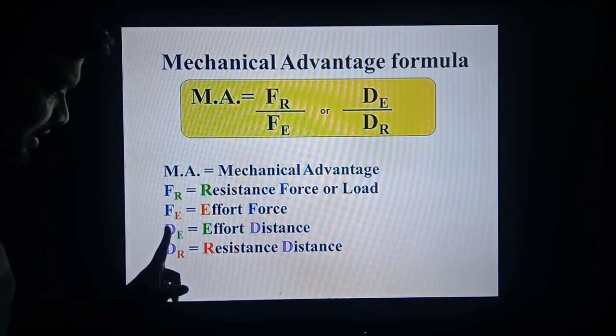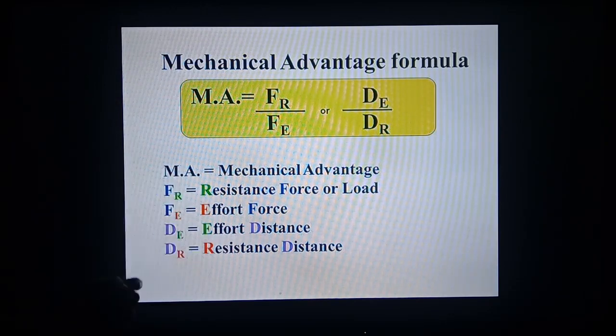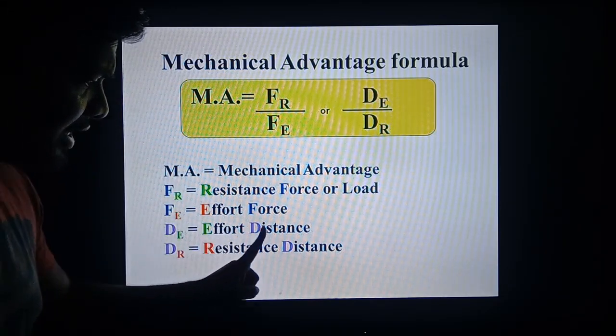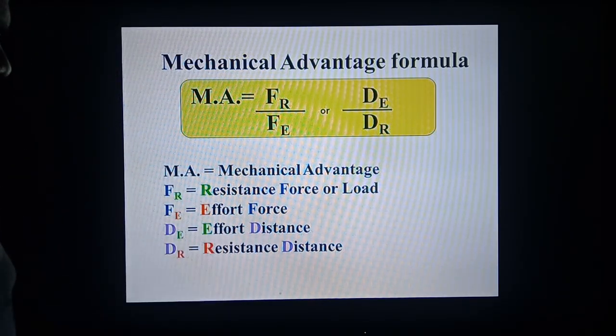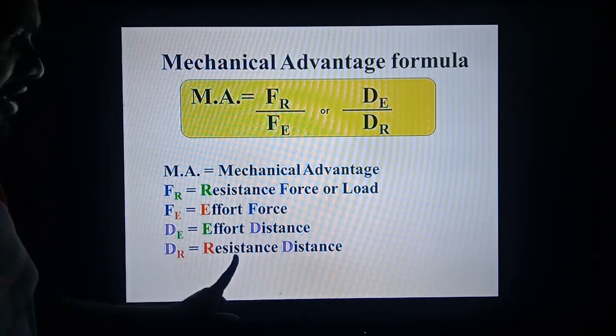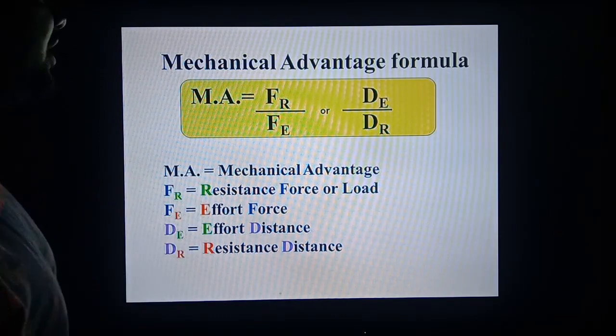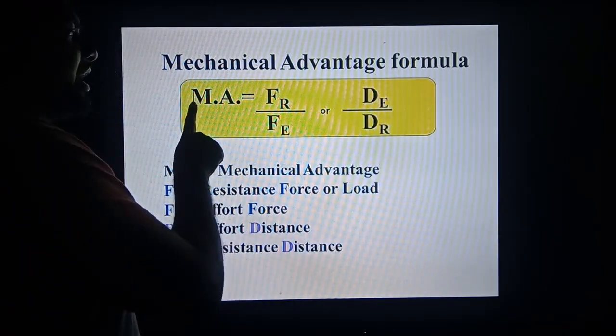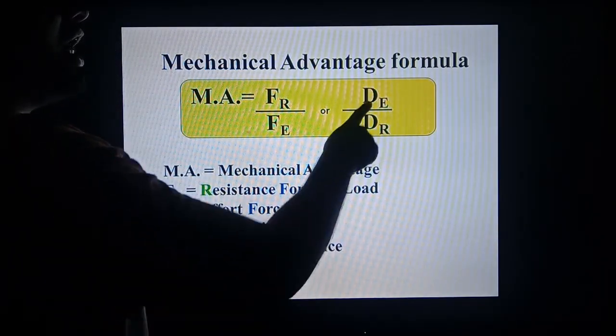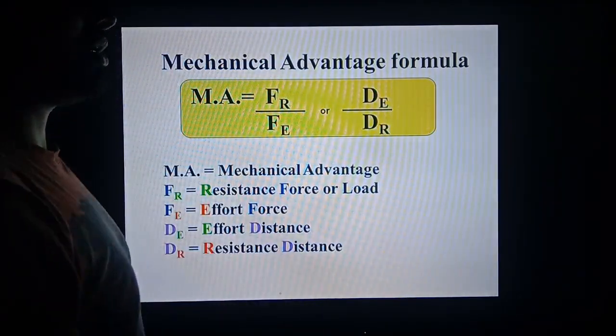Second formula of mechanical advantage. DE is the distance of effort from the fulcrum, and DR is the distance of resistance or distance of load. So the ideal mechanical advantage is calculated with the help of this formula: DE upon DR.